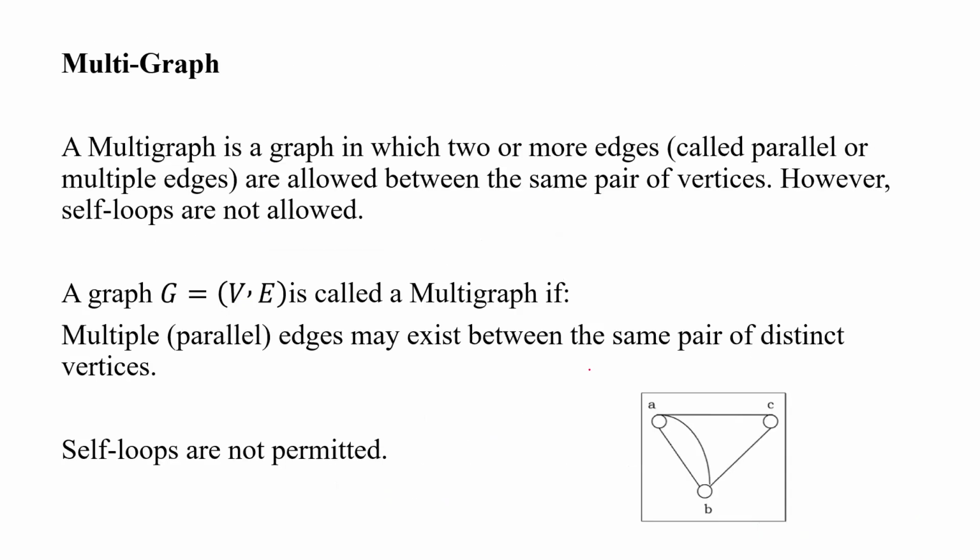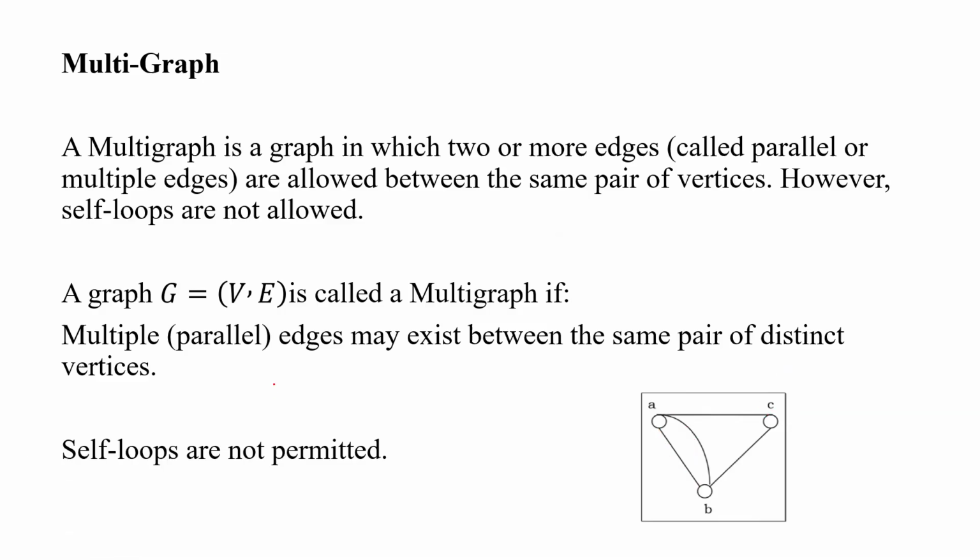Next one, multigraph, or parallel graph we can say. Parallelly, edges join the same vertices. A multigraph is a graph in which two or more edges, called parallel or multiple edges, exist between the same pair of vertices. However, self loops are not allowed. For example, if I put a self loop here, it won't be allowed.